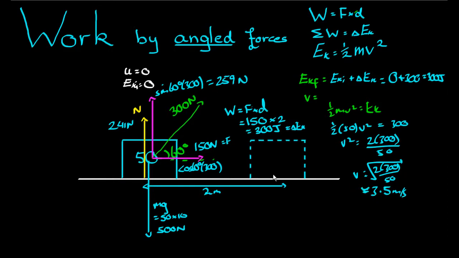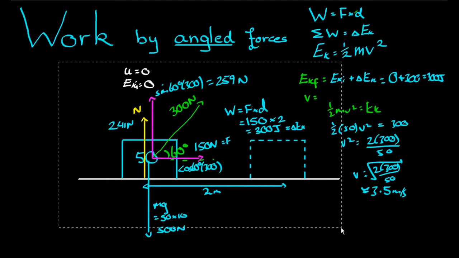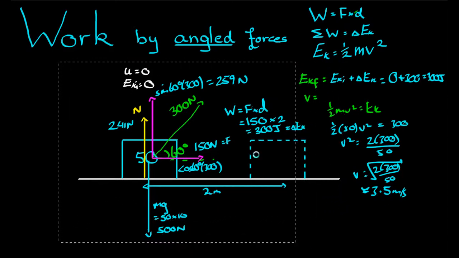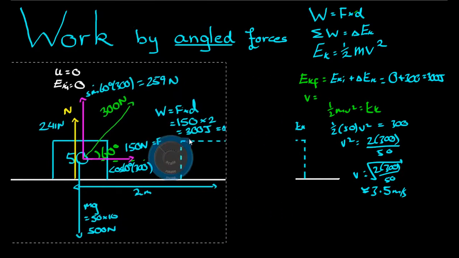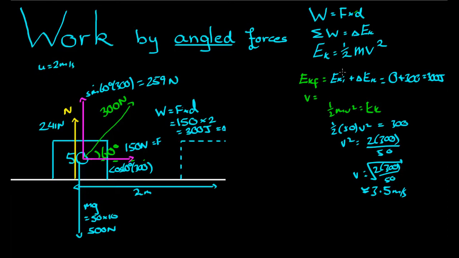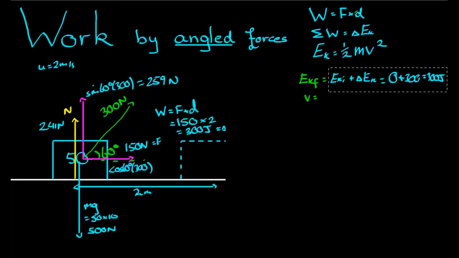So far in the videos, we've only done questions in which the object started from rest. Let's do a question now. We'll actually just alter this question so that the initial velocity was 2 meters per second. So u is equal to 2 meters per second. And we'll figure out the final velocity now. It won't be 3.5. So taking away all this.